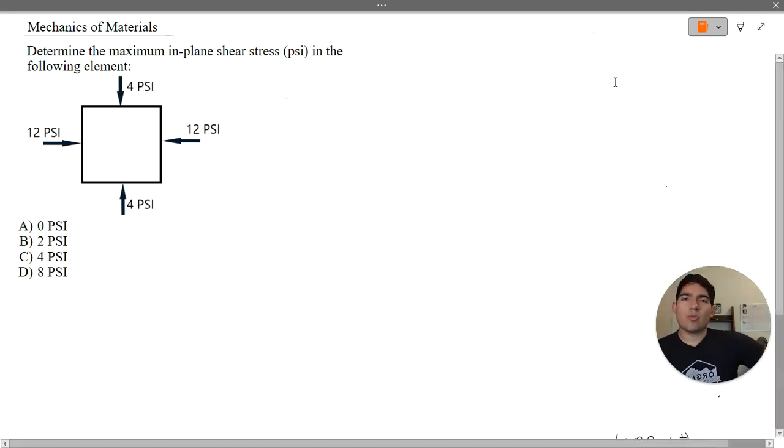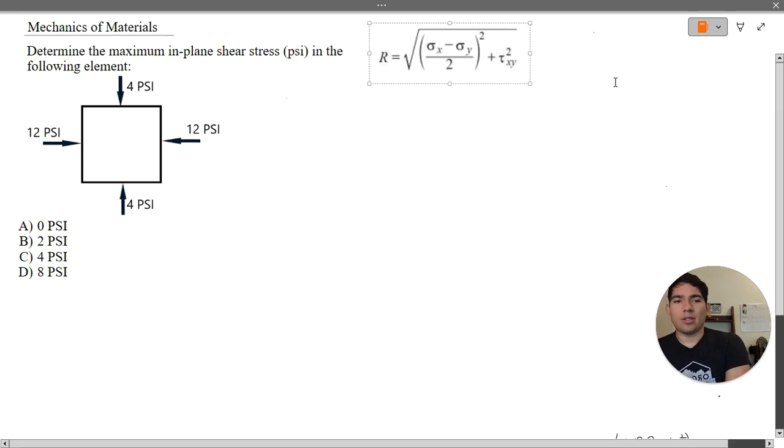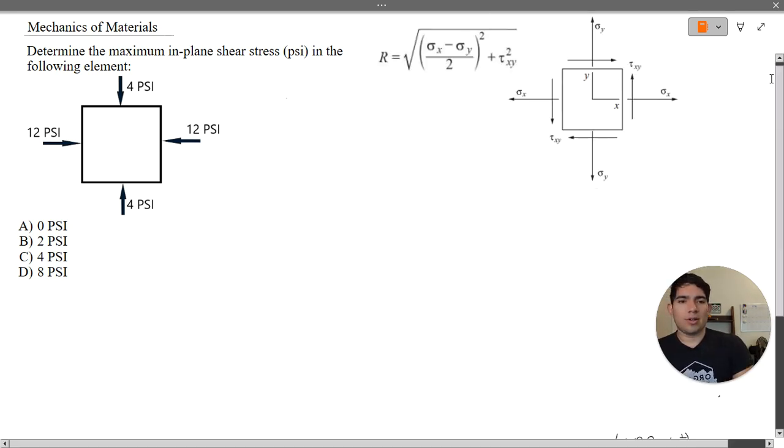So when you see a problem like this on your FE exam, what you're going to do is go to the FE review manual, page 133, and you're going to find these two formulas right here. As you can see, the diagram that we're given is basically exactly what we have over here for our given element. You probably remember this from the mechanics of materials class.